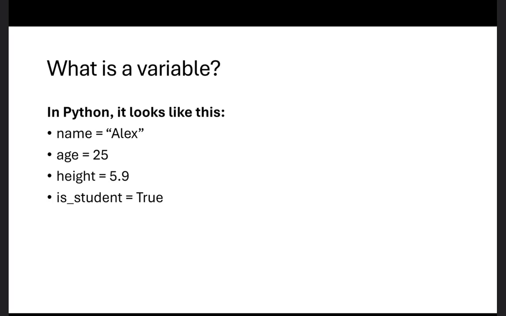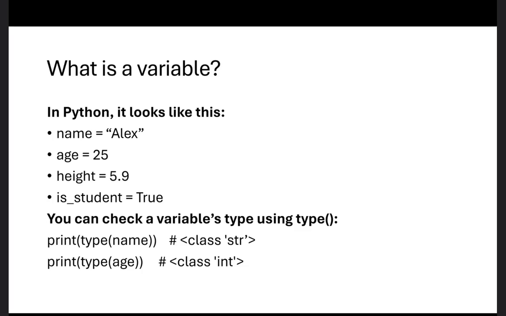And is_student is also a variable which holds a true or false value, which is termed a Boolean type. You can check a variable's type using the type function. Just print type of that particular variable, which returns the class of that variable. If you print type of name, it returns class of string. So this is a class which belongs to the string data type.